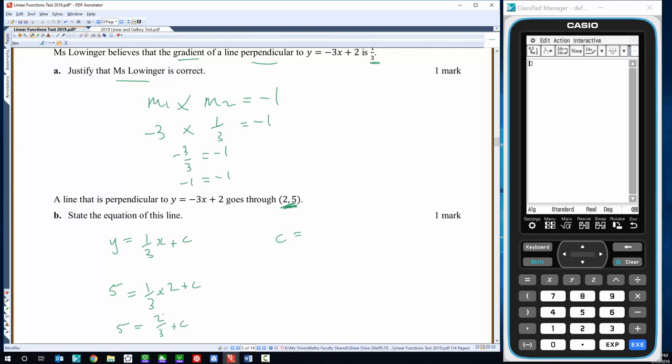So c is going to equal, I'm going to subtract 2/3 from this side and subtract 2/3 from this side. c is equal to 5, take away 2/3. So I'm just finding a common denominator here. That's 5 over 1, take away 2/3. c is equal to 15/3 take away 2/3, which is 13/3. So I know my final equation is, therefore, y equals 1/3 x plus 13/3.